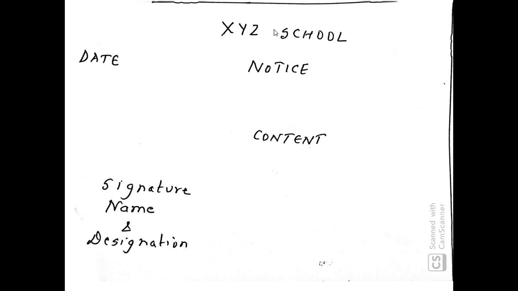As you can see, the format is like this. First, you need to mention the name of the school. Here I have written XI-XII school. So, whatever the name of the school given in the exam, you can put that. On the left hand side, you need to write the date. You have to mention the date, and you cannot write DATE, you just put down the date.